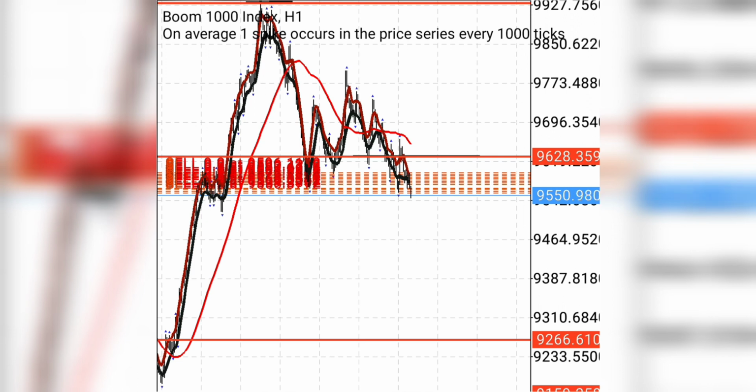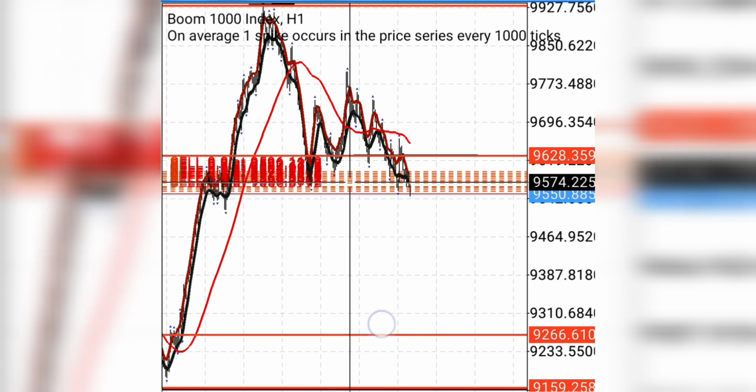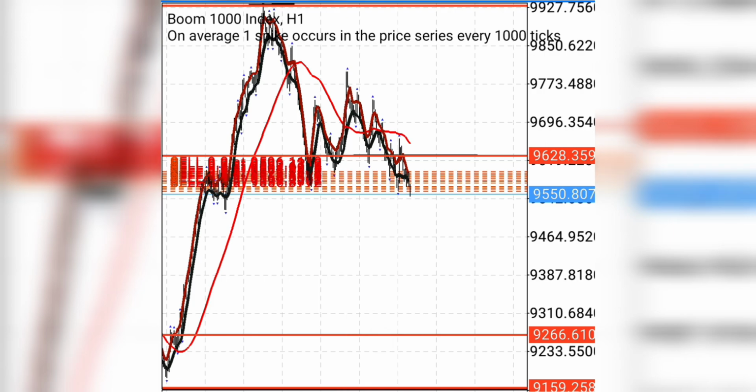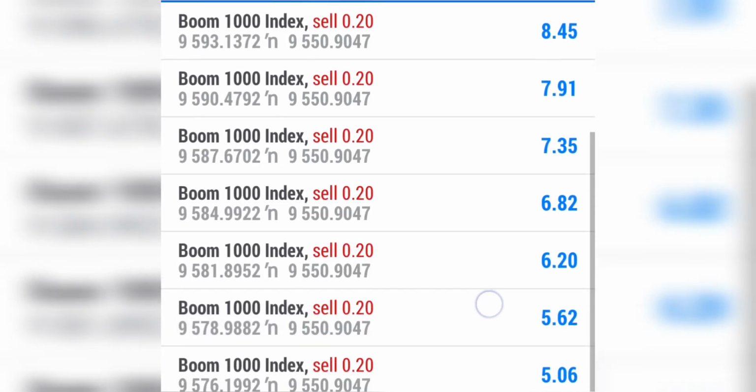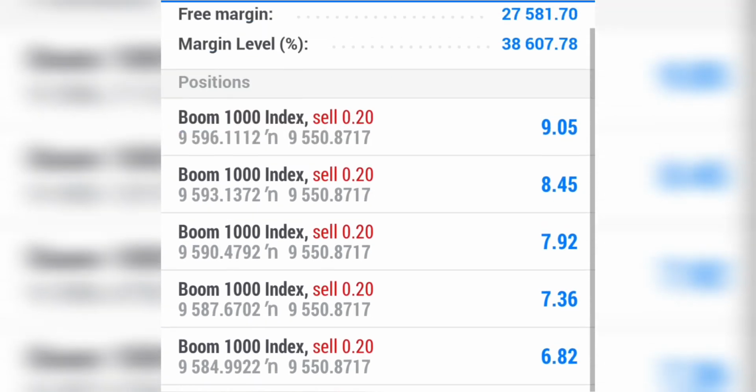If you want to sell, you have to locate a support zone. This place now is a good support zone, because of what you're seeing here. If I switch to my trade, for instance here, this is a demo account, please.